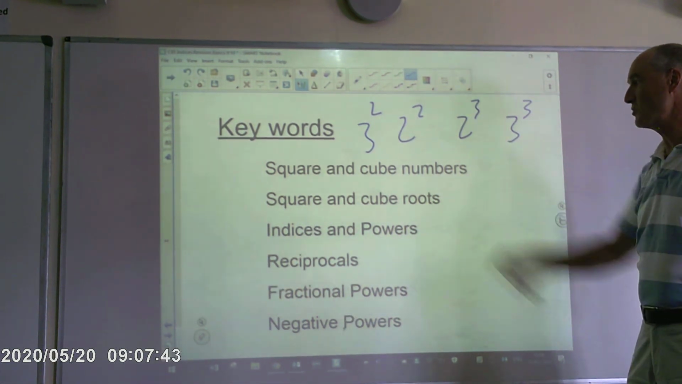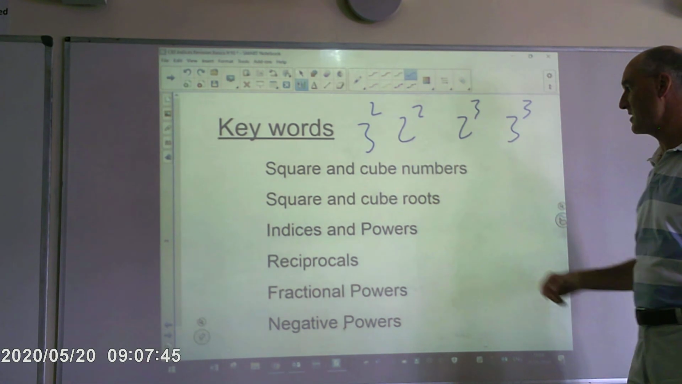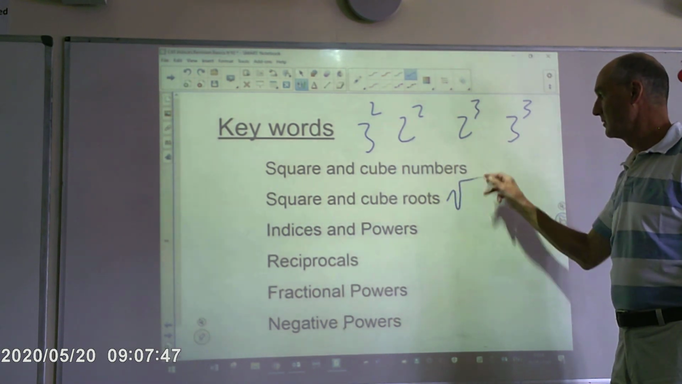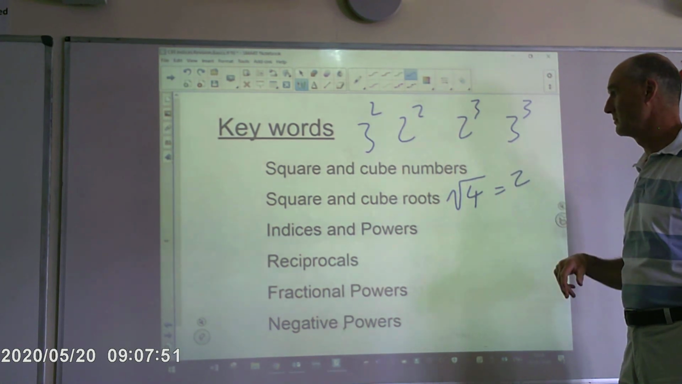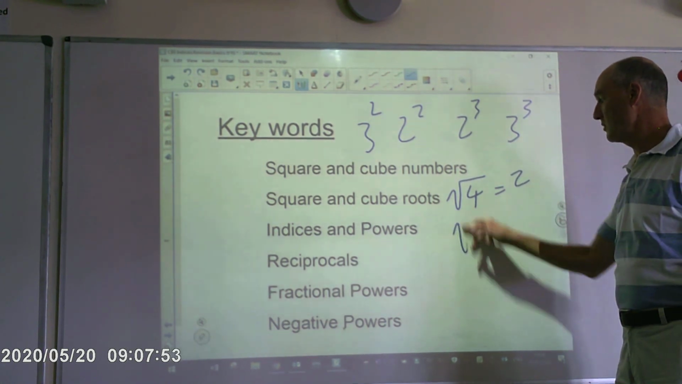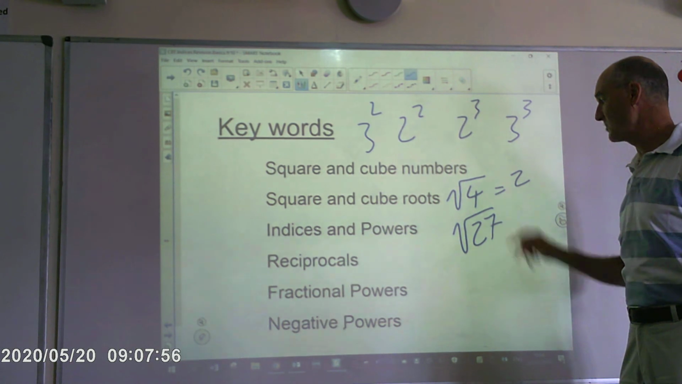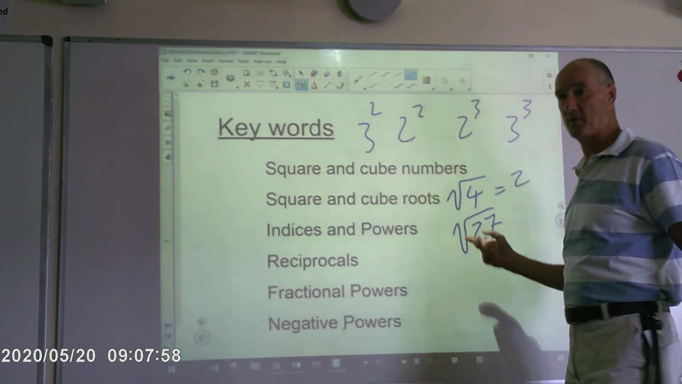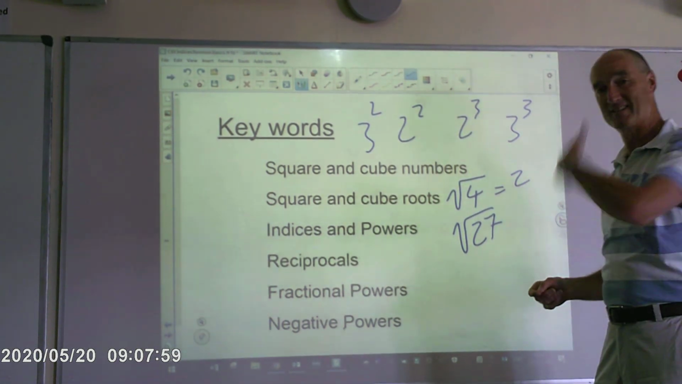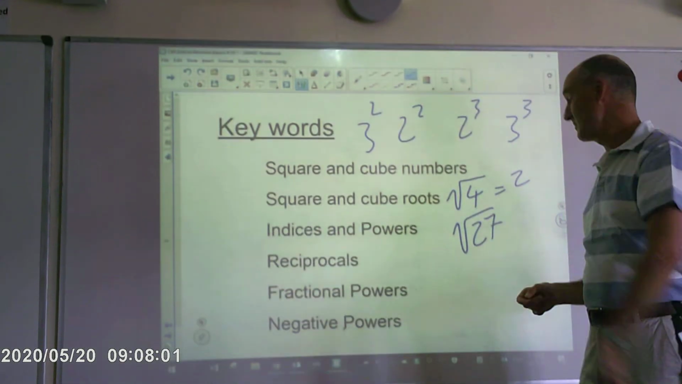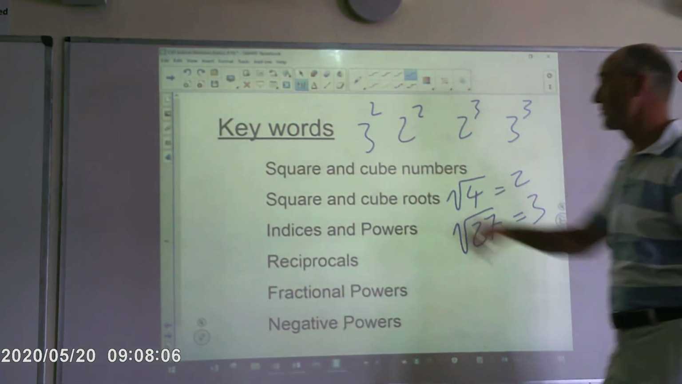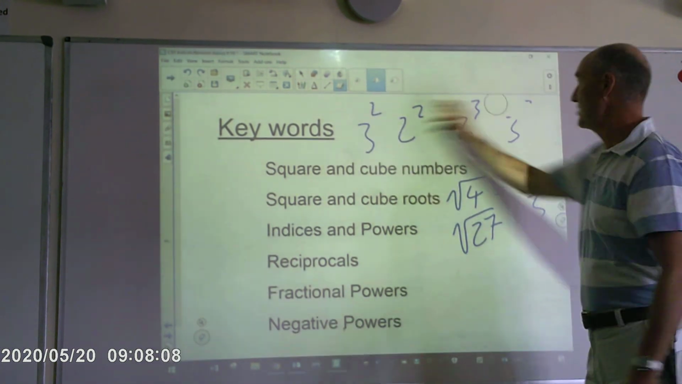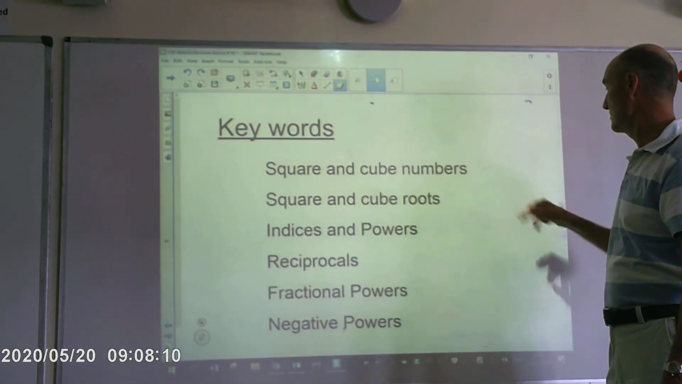The square root and the cube root. So what's the square root of 4? The square root of 4 is 2. What's the cube root of 27? What multiplied by itself 3 times makes 27? 3 times 3 times 3 makes 27, so the cube root of 27 is 3. That should be something that you're familiar with.